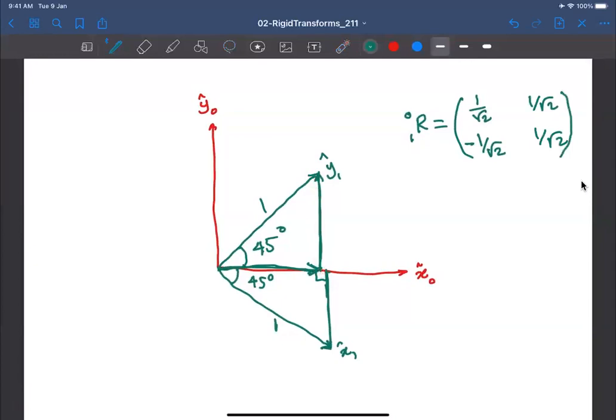Okay, this is your rotation matrix that takes a vector from frame 1, which is the green frame, to frame 0, which is the red frame. Okay, it takes it from the green representation to the red representation. I'm going to stop here and continue in the next segment.